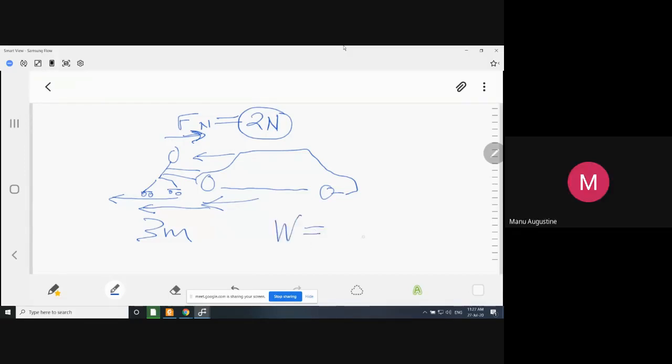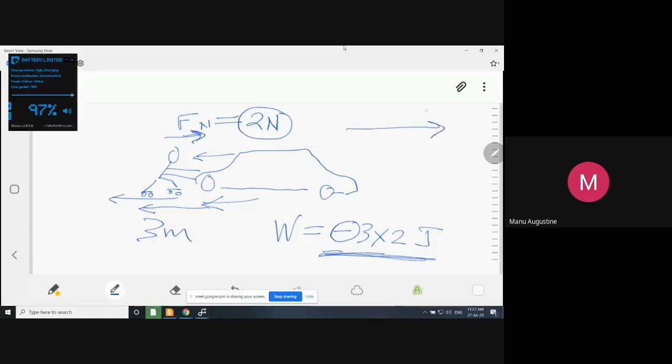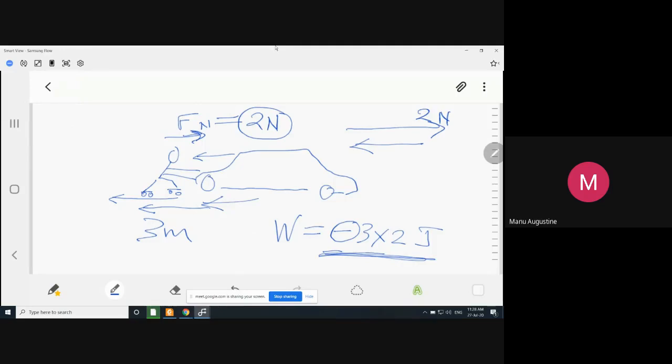In this case, the work done will be minus 3 into 2 joules. Now this negative sign would have to be taken. Why did this negative factor come in? The negative sign comes in because the force is in this direction and the displacement is opposite to it. So you cannot say that there will be no work done. Definitely work done will be there because force and displacement have parallel lines of action. So work done will definitely be there.